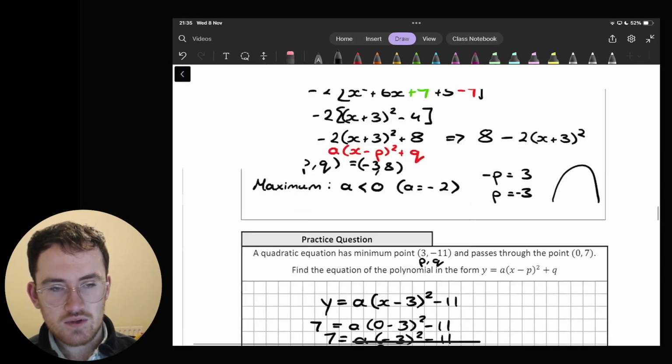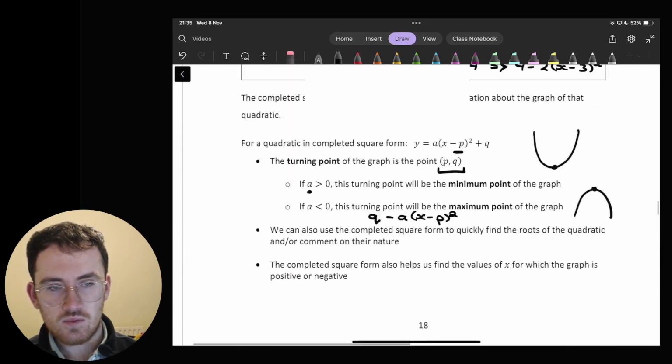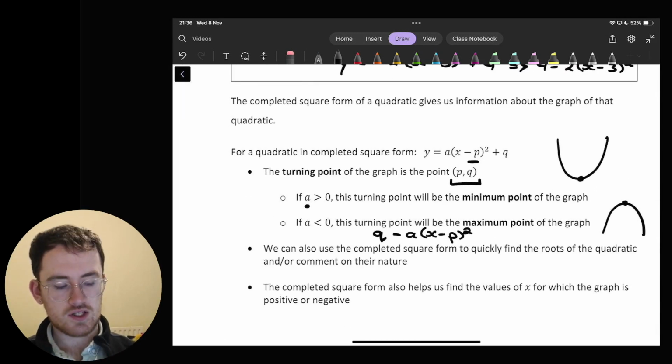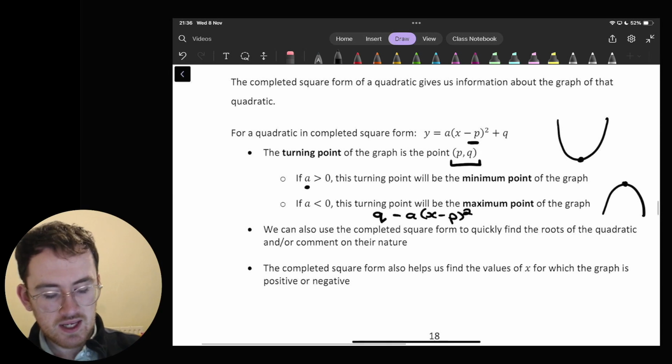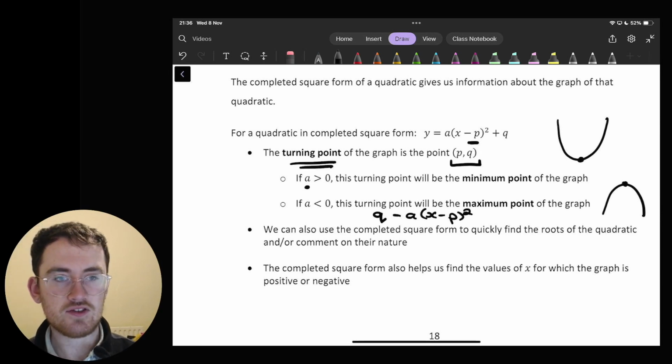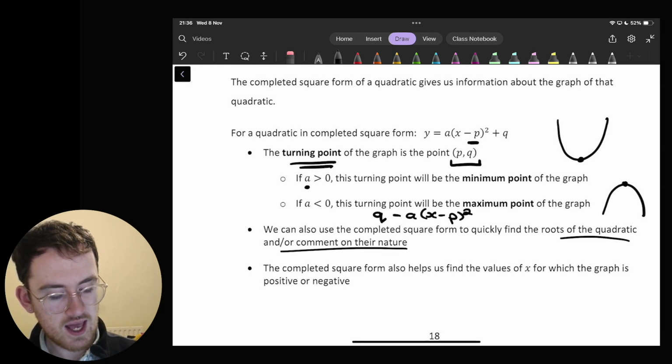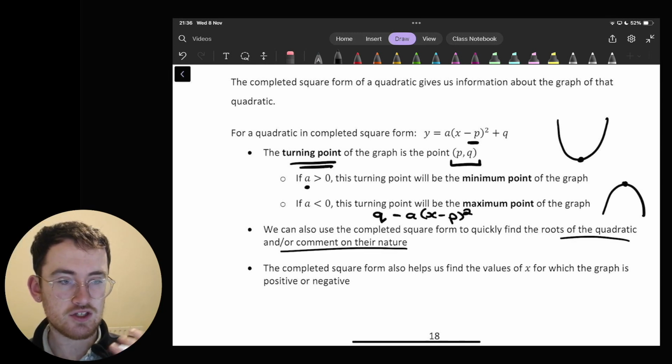So with our completed square format, there are a few different ways that we can use it. The main one is the turning point of our graph. It gives us the turning point fairly easily. We can use it to find or comment on the roots, and we can also use it to talk about the graph being positive or negative. We'll look at that a little bit more later on.